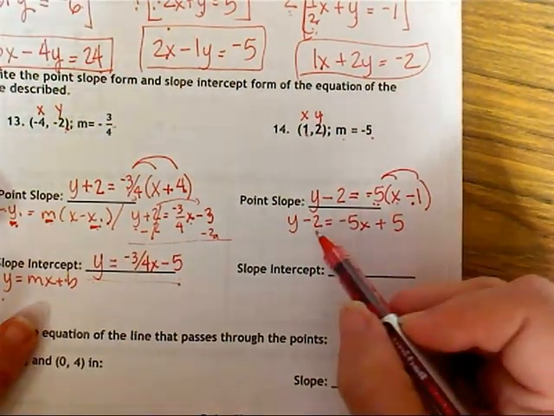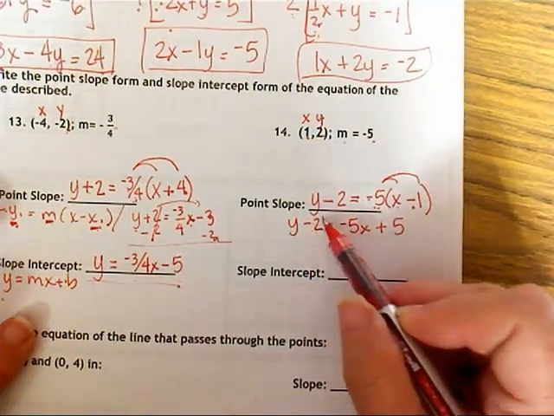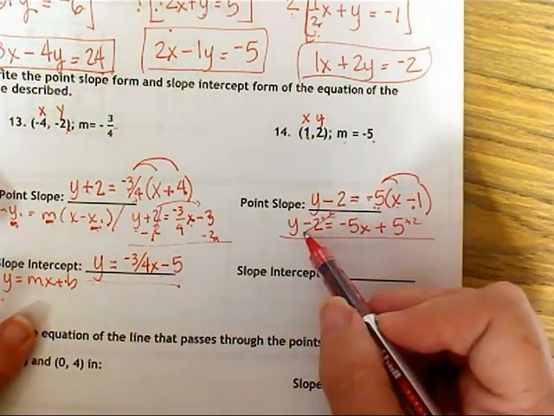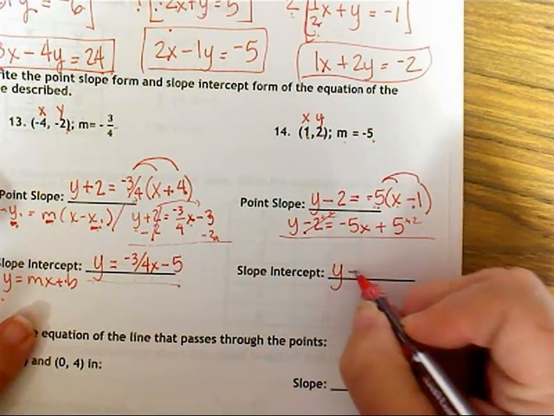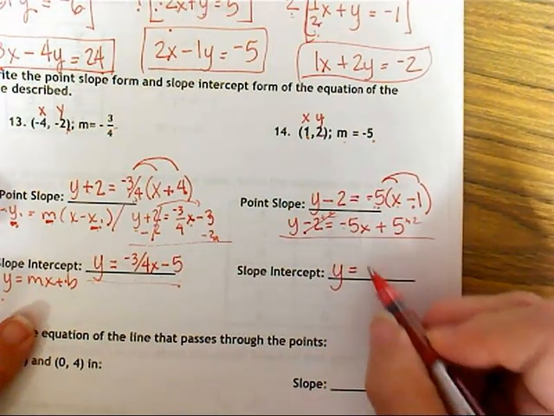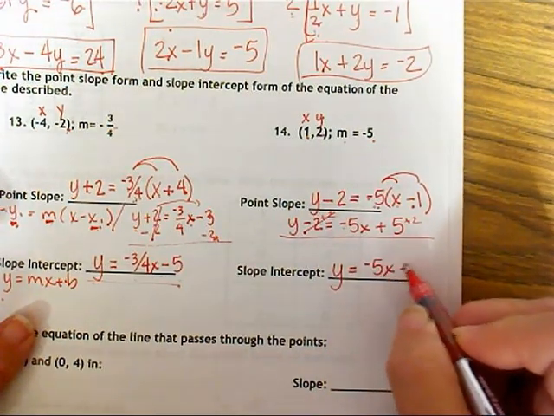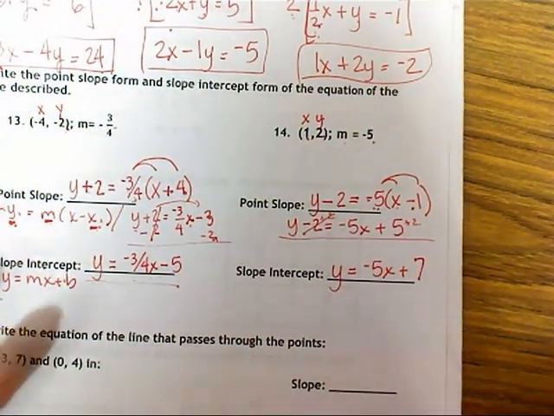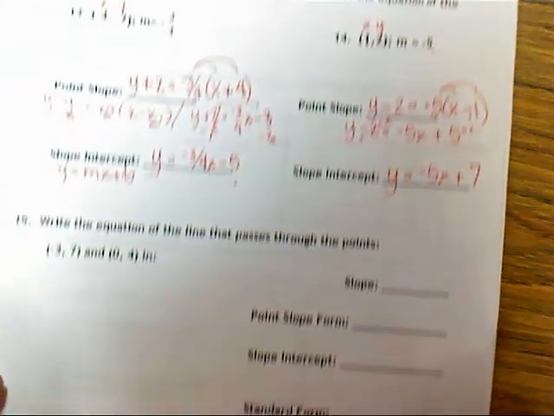And then all I have to do is move this minus 2. So if I do a plus 2 to each side, these will cancel. Y will be equal to negative 5x plus 5 plus 2. There you go. All right, guys, almost done.